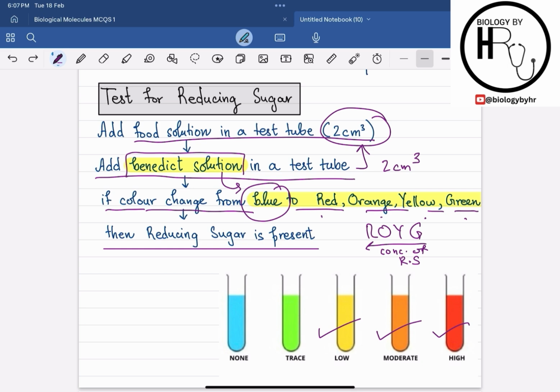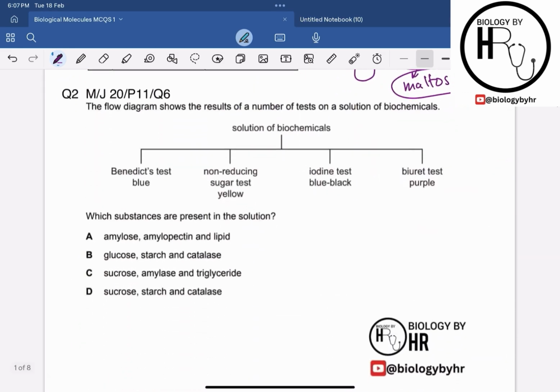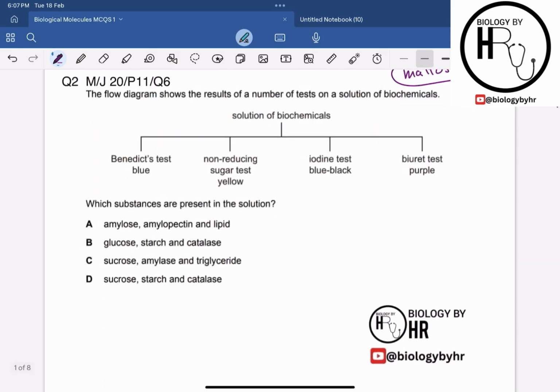So I hope that the test for reducing sugars as well as the test for starch is clear to all of you. Now let's move on to question number 2, everyone. Question number 2 is from May June 20 paper 1 question 6.